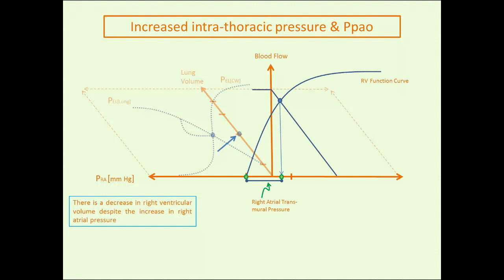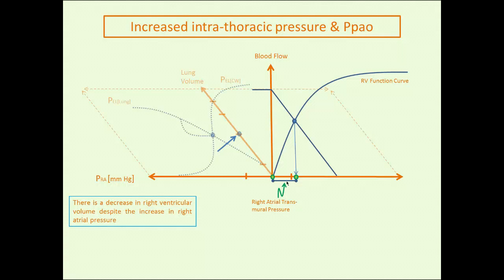With this, there's a decrease in right ventricular volume despite an increase in right atrial pressure. And that is demonstrated by this graphic here. So remember, as the intrathoracic pressure increased from here to here, the cardiac function curve shifts equally along that curve, and now you have a new measured right atrial pressure. So you can see that with the increase in intrathoracic pressure, right atrial pressure has increased to here, but your transmural pressure has actually decreased, which means that essentially your right atrial and right ventricular volume has shrunk.